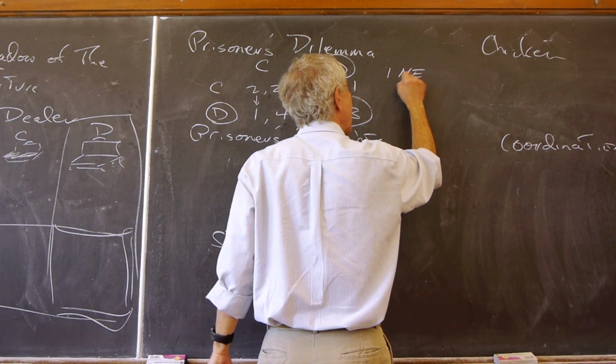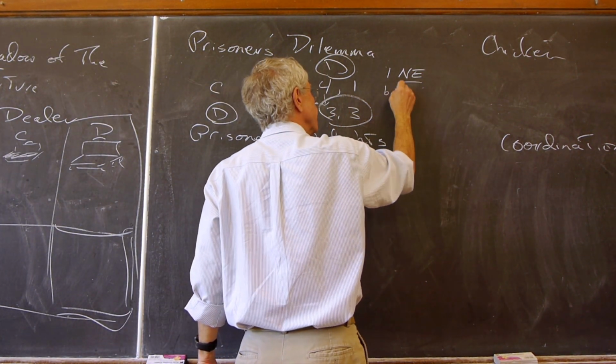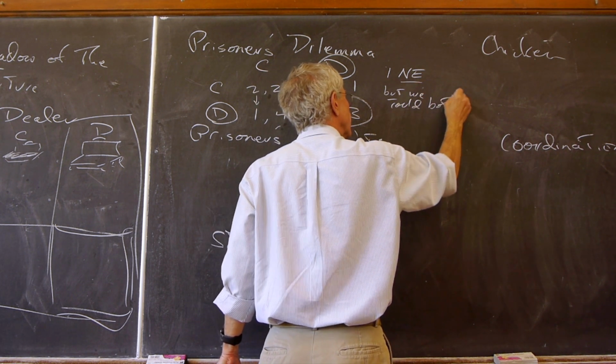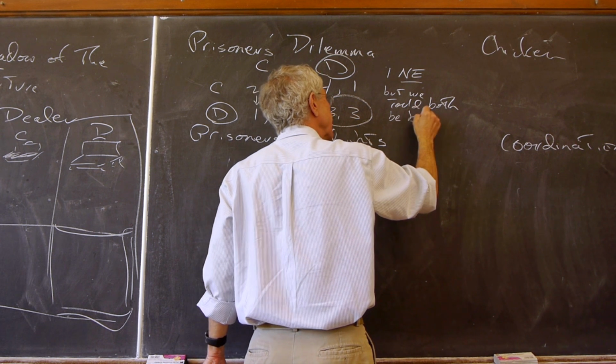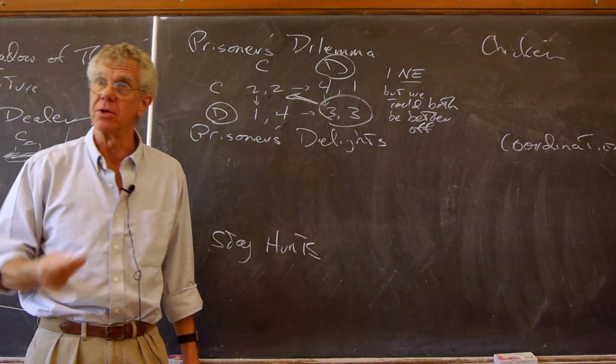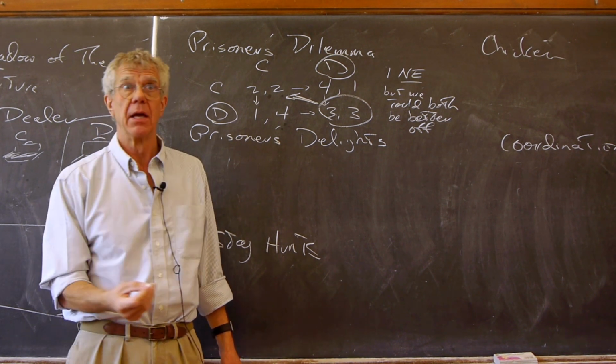So there is one Nash equilibrium, but we could both be better off overall. It's going to take action by both of us, though, not just action by one of us.